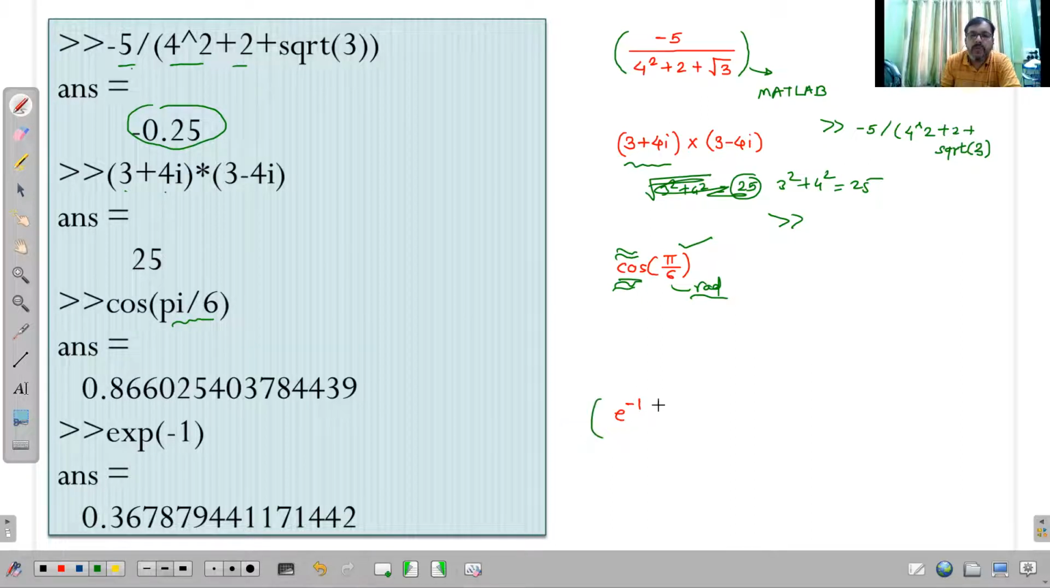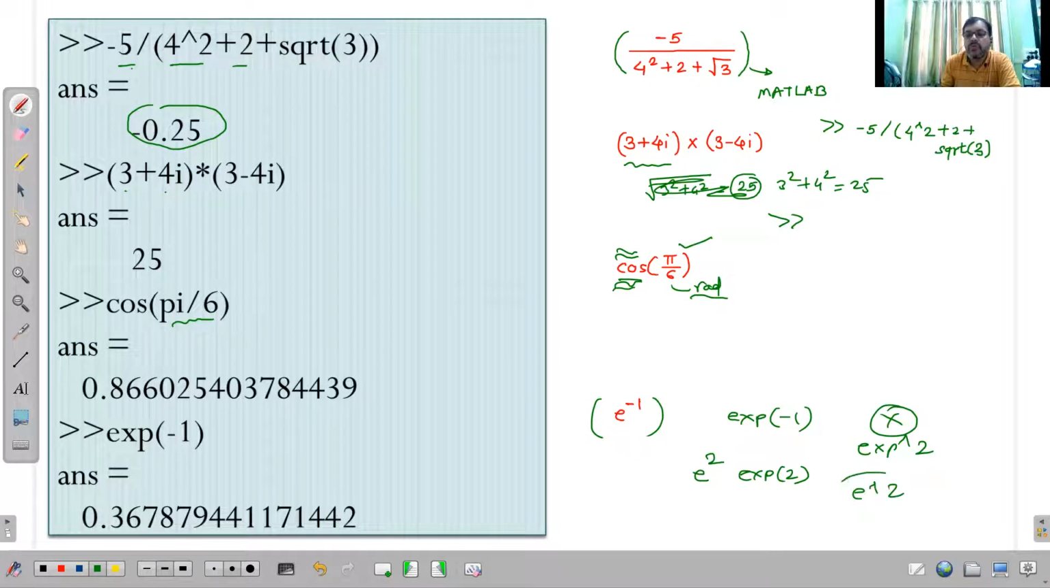Similarly, I want to perform e raised to minus 1. When we want to perform the exponent, in MATLAB we have the command exp, so exp of minus 1 for that. Suppose I want e raised to 2, so I can type exp, in bracket 2. You need not do it like exp cap 2. This is the wrong method. Many students make this mistake. e raised to 2 like this is also wrong. This is the correct one. By this way we can use MATLAB as a calculator.